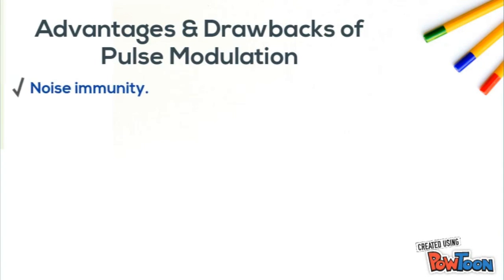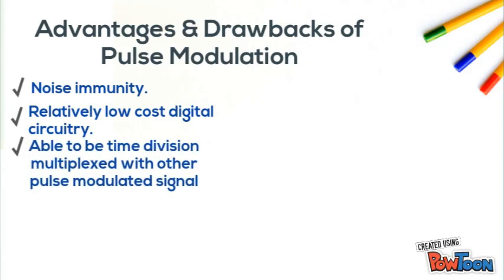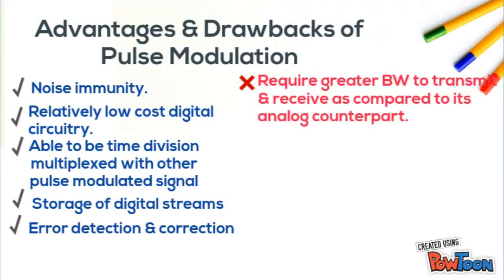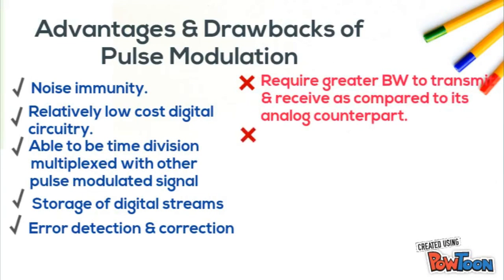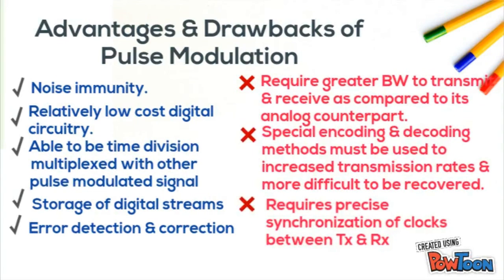The advantages of pulse modulation signals include noise immunity, low-cost digital circuitry, and being able to multiplex with each other and allow digital stream storage with error detection and correction. Disadvantages of PM signals include the great bandwidth required for both transmitting and receiving, and it requires special encoding and decoding methods to increase transmission rate and is difficult to recover. It also requires precise synchronization of clocks between the transmission device and receiving device.